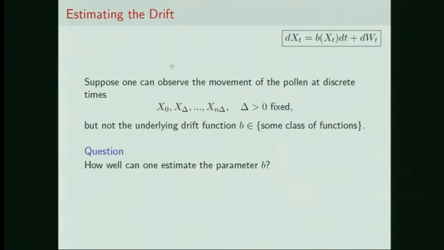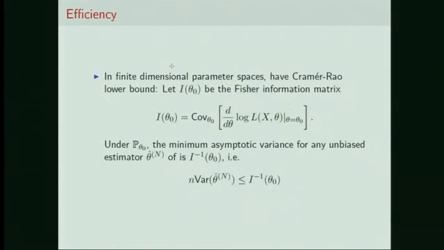Now, there are already methods to estimate this drift coefficient b, but the question we want to address is how well can one do in this estimation problem in general, no matter which method you use. And so you need to have some notion of efficiency.